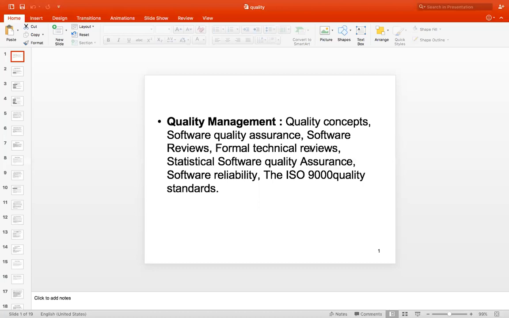In the next class, we'll look into why reviews are important. What are the different types of reviews we have? What are the different types of inspections we have? How do we conduct the reviews? How many members are involved in the reviews? And what is the role of each and every member involved in the reviews? All these things we'll discuss in the next class.